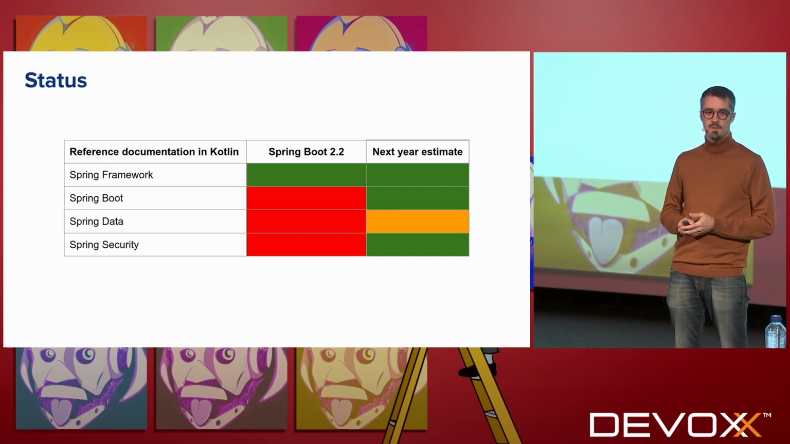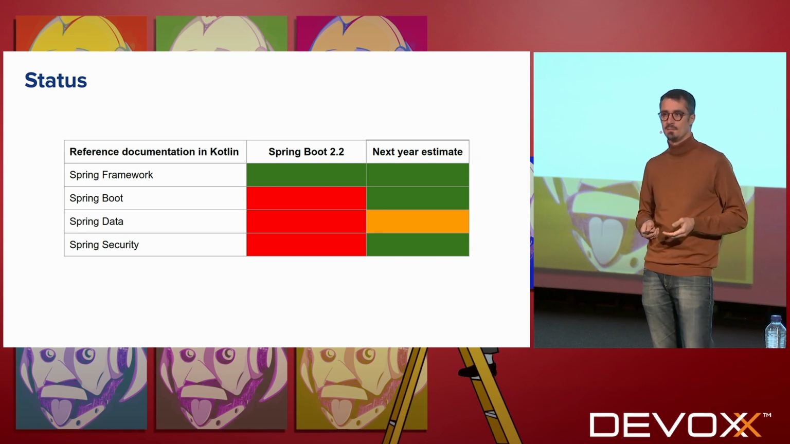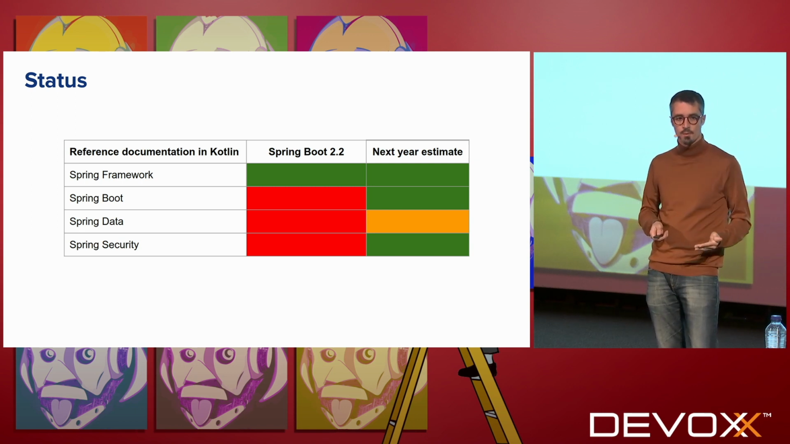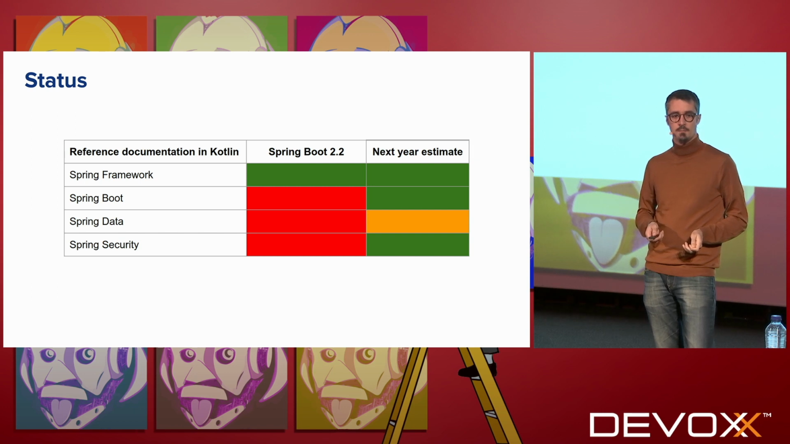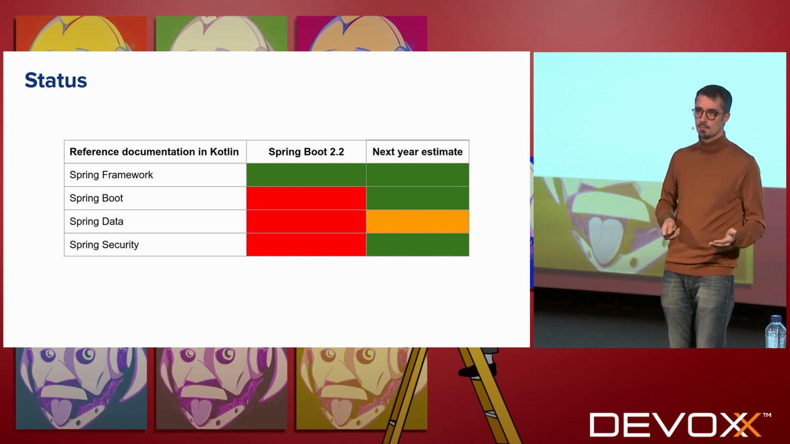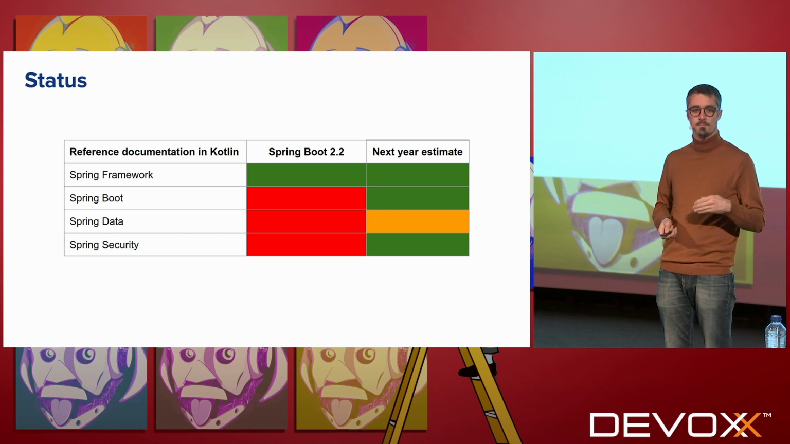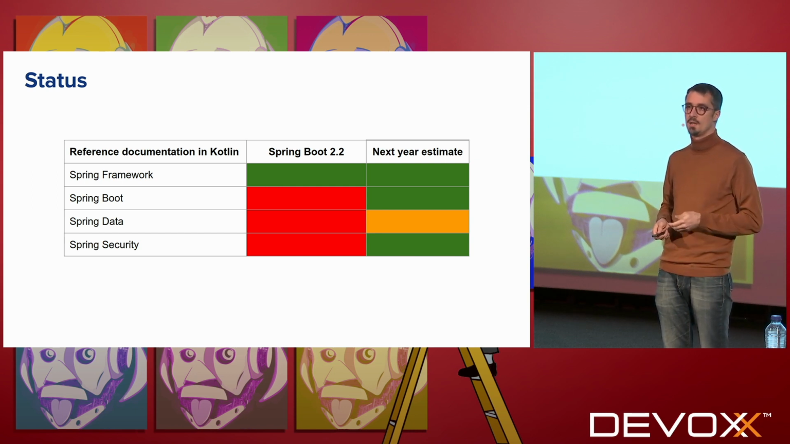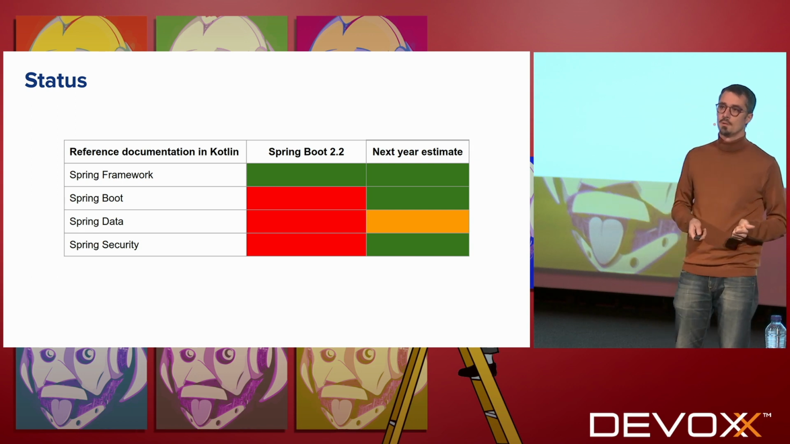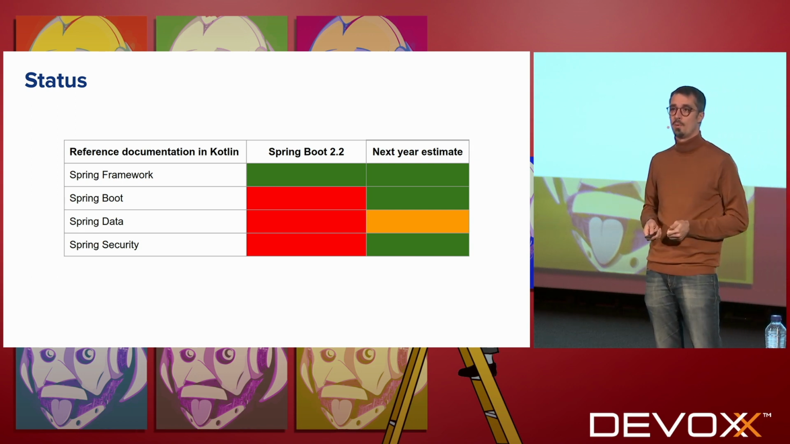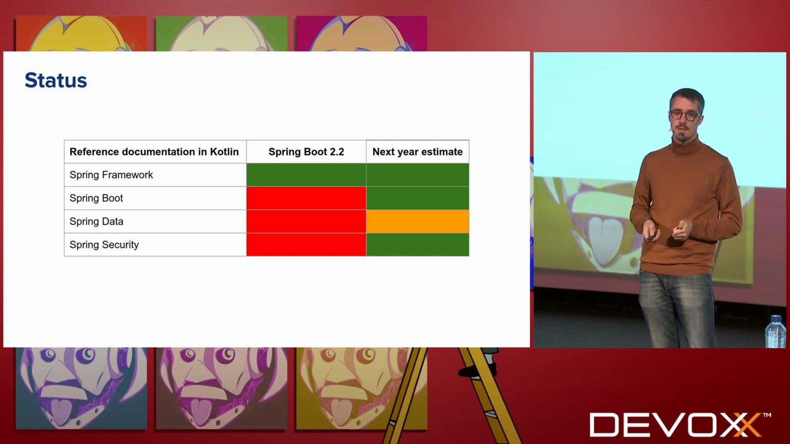So doing that was a pretty extensive, important effort. So I had only the time to do it for Spring Framework, okay? But other Spring projects will also get their documentation translated to Kotlin. So Spring Boot 2.3 next year will have its documentation translated to Kotlin.